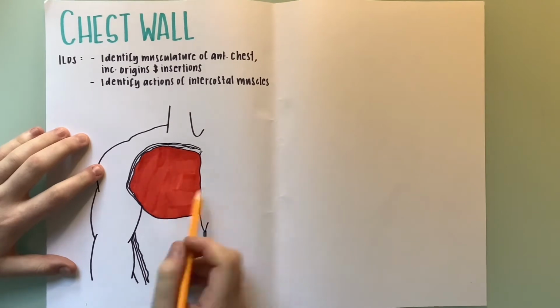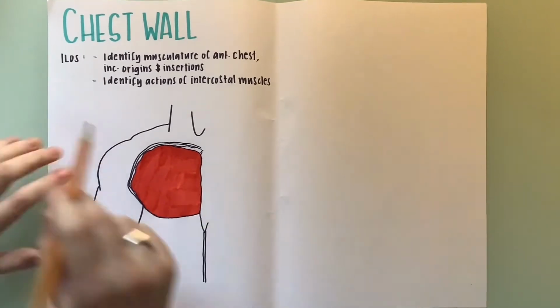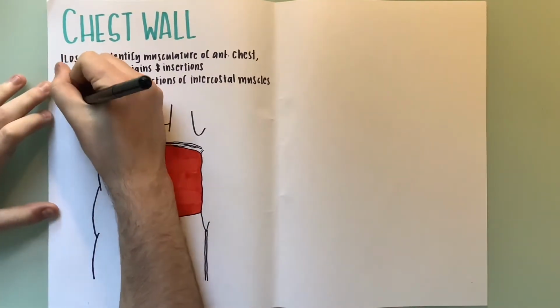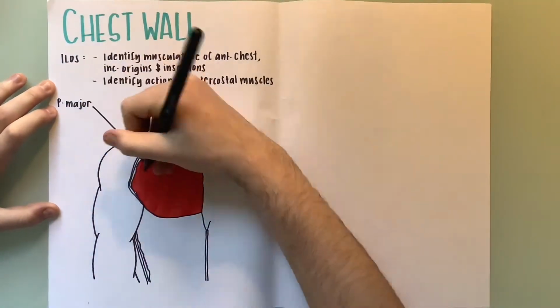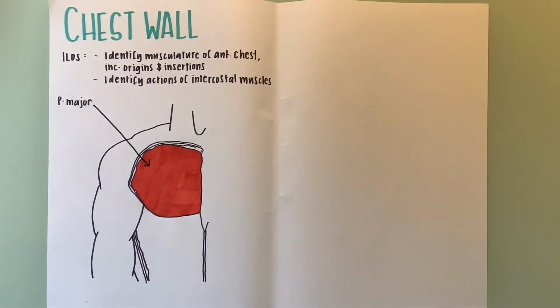The muscle shown in red is pectoralis major, and this is a two-headed muscle. The clavicular head of this muscle originates from the anterior medial half of the clavicle. The larger sternocostal head originates from the anterior manubrium, the sternal body, the anterior aspects of the superior six costal cartilages, and the superior part of the aponeurosis of the external oblique.